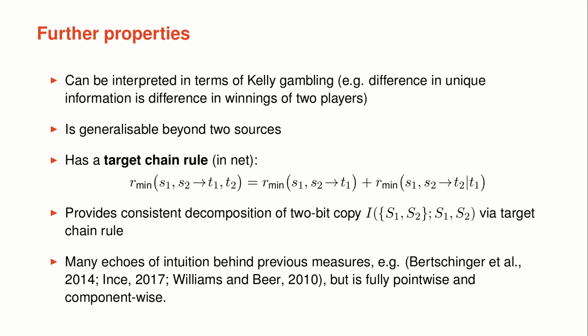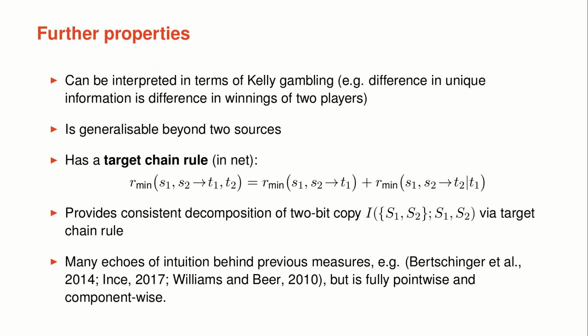Importantly, we can provide an interpretation of these components in terms of Kelly gambling, which is a classic information theoretic approach to returns given optimal betting strategies. For example, we can reveal that the difference in unique information is simply the difference in the winnings of the two players in this approach. Importantly, our approach is generalizable beyond two sources, which is something that the field of information decomposition has been struggling with. It is able to do that in part because we have a target chain rule in net.